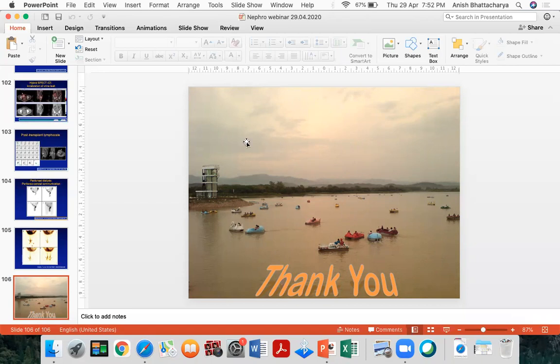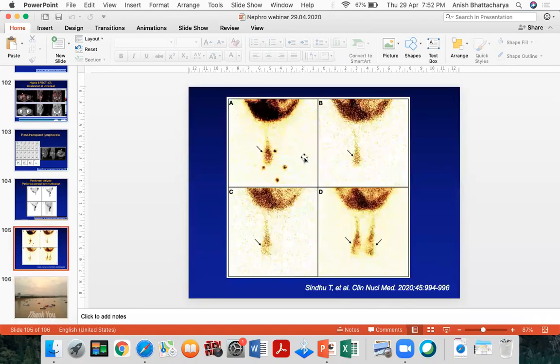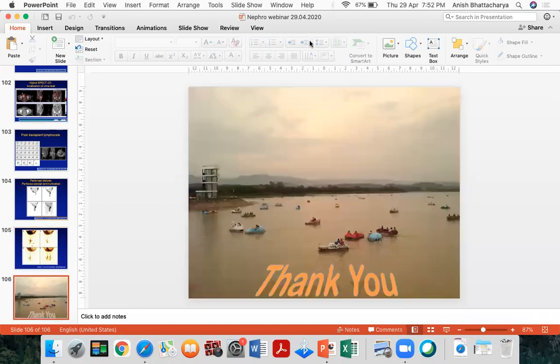So any questions, anyone, any doubts, anything? Okay, we've got a question in the chat box. How much gap should be there between two nuclear scans, DTPA and DMSA?